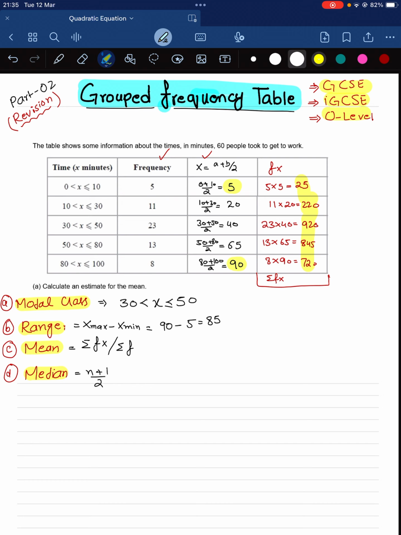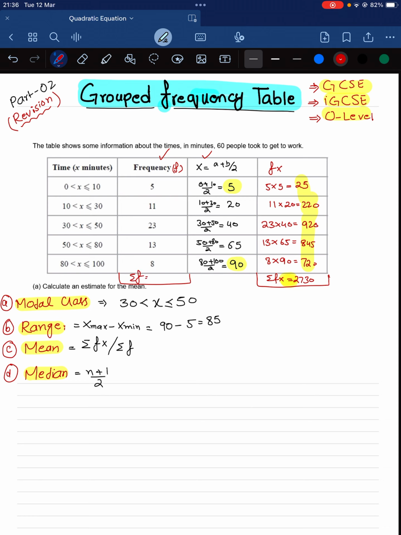So it's 2730. Now we need to find out the sigma f. This is the sigma f column. Frequency represents the f, so we just need to add all these quantities.